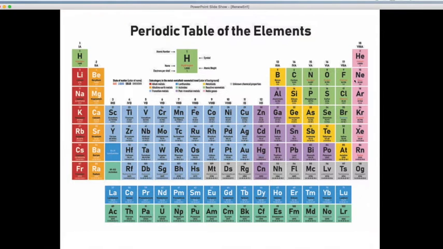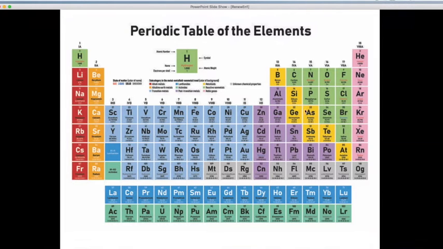On the right-hand side, you've got non-metals, and those have a negative charge. And so we know that because of the electromagnetic force, opposite charges attract each other. And that's what a current is. We can get those electrons to move or flow.